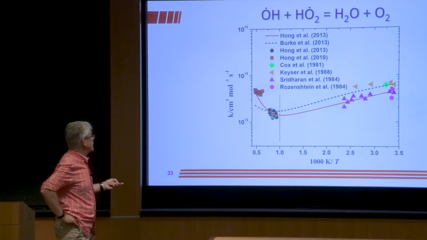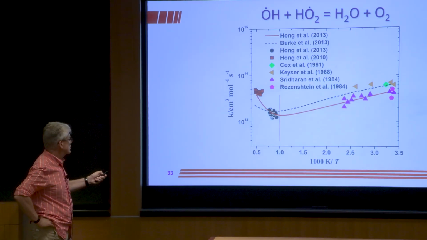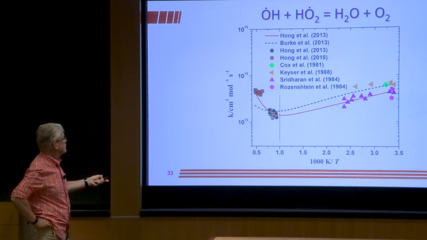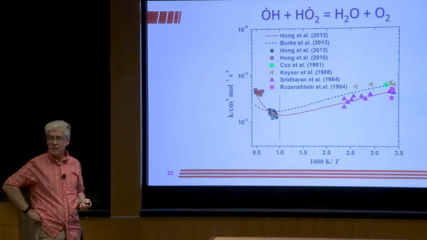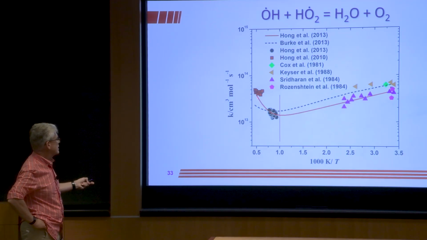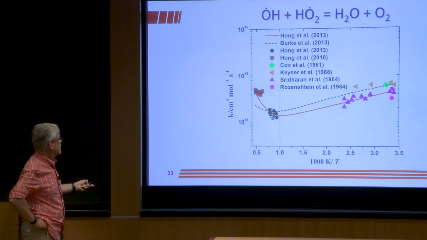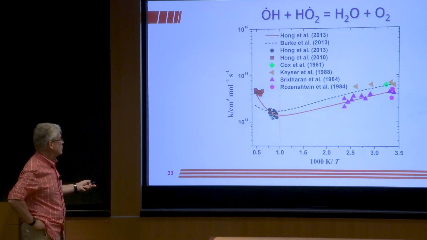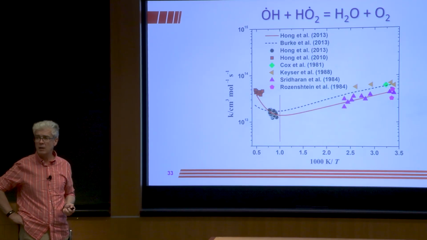Another one, O plus HO2 giving H2O plus OH. Again, here's the data that's in the literature. Here's a rate constant recommended by Burke et al. Here's another one, again from a study from Ron Hanson's group. They're similar, but you can see that this rate constant comes through the data. Mike Burke's rate constant is a little bit low at 2000 Kelvin. So we're using the red curve rate constant in our mechanism.